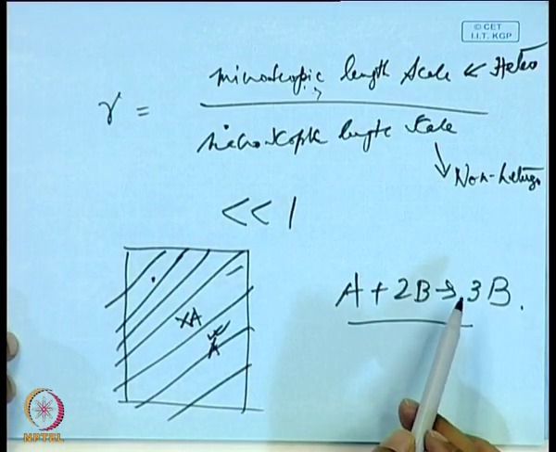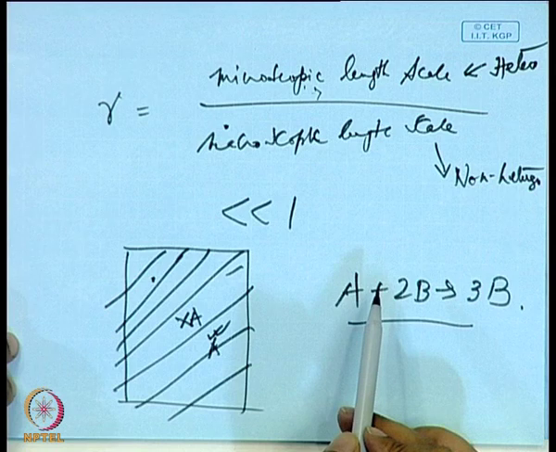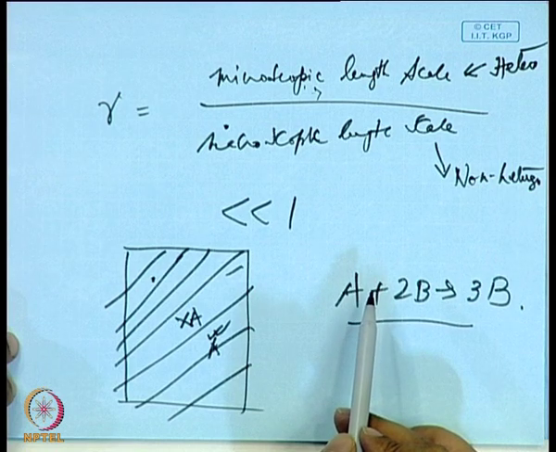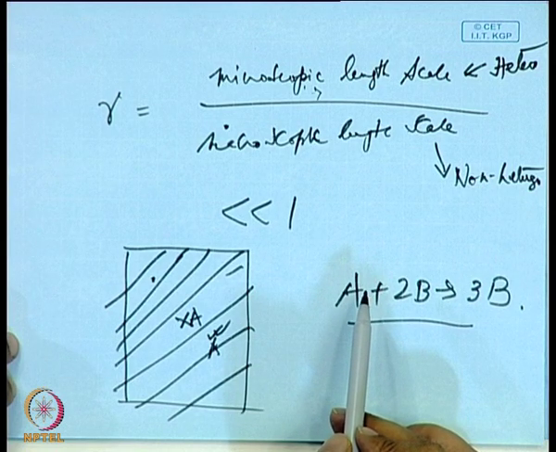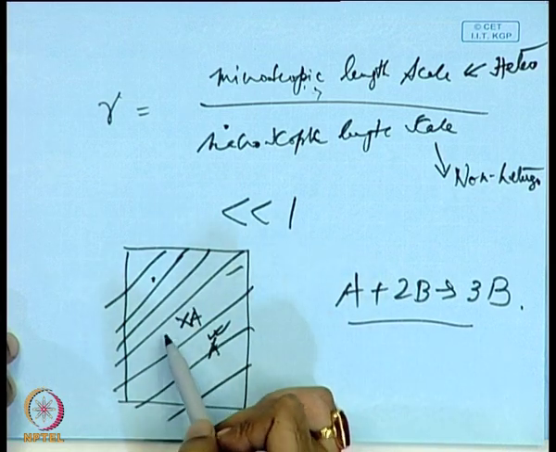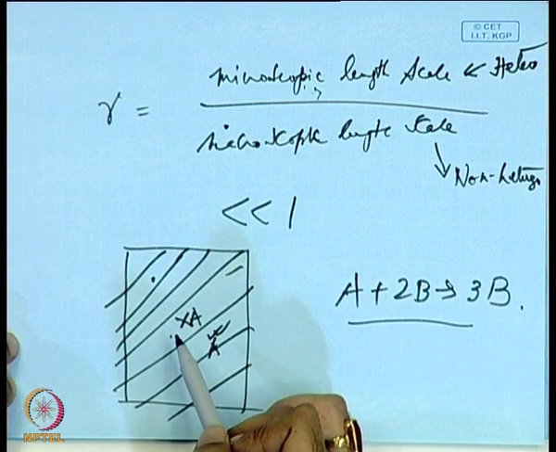So, there will be a large difference in concentrations. It could be next to each other depending on the kinetics, right. If you have a kinetics of this type, A plus 2B giving 3B, then A could be depleted in one place and A could be far from depletion in another, present in large amounts. So, what will happen in that case? That is the real system, I am talking of the heterogeneous system now.